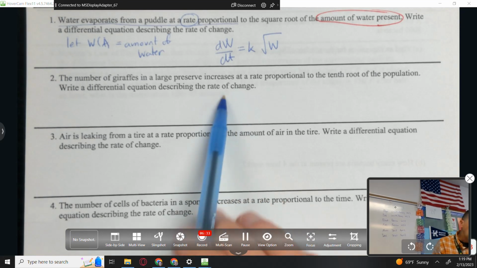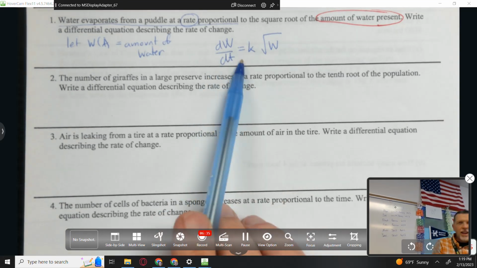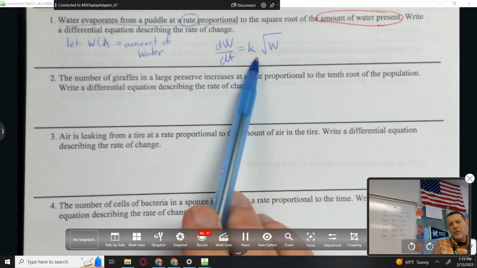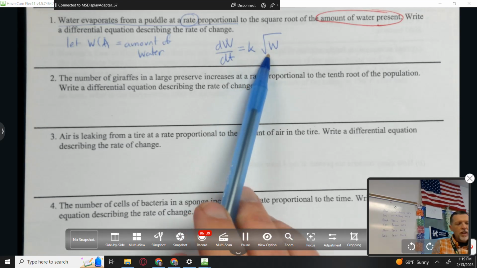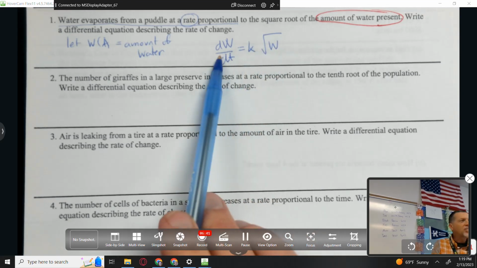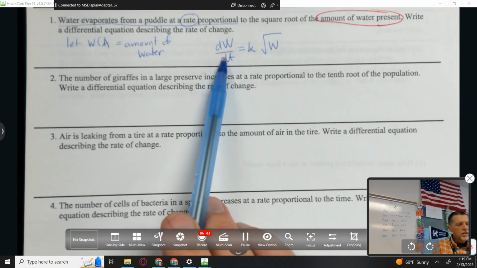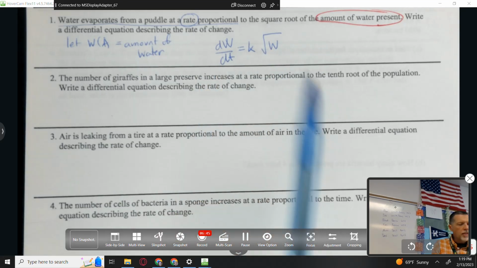Maybe this goes unsaid, but there's a lot of things in nature that follow this rule. Basically, the more you have of something, the faster it grows.